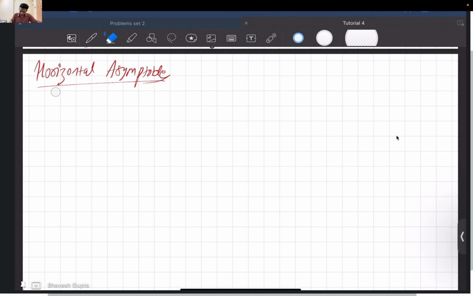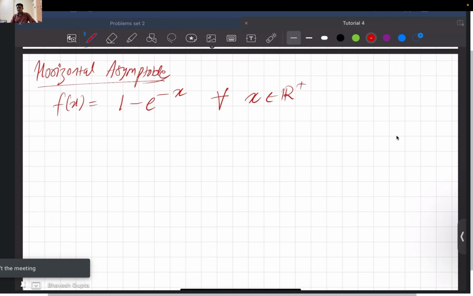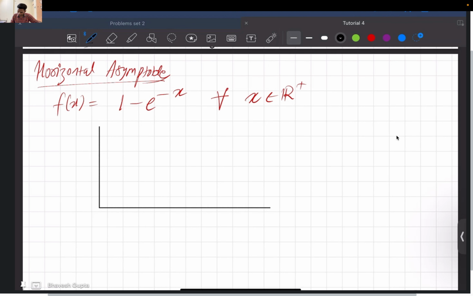Let's say you have this function f of x = 1 - e^(-x), and this is true definitely for all x belonging to R plus. I just want to see how this function is going to behave for large values of x. Clearly at x = 0, this function gives me 0. It starts from here, and it makes an asymptotic behavior.